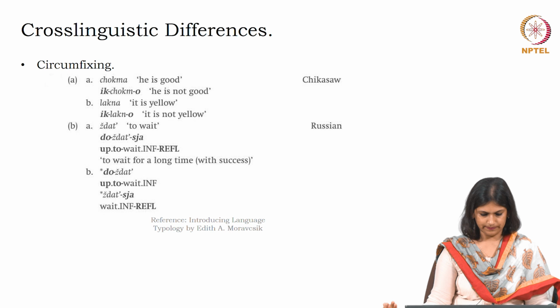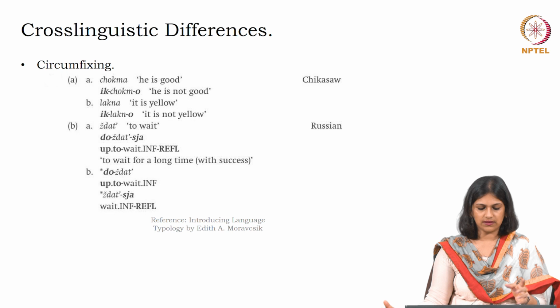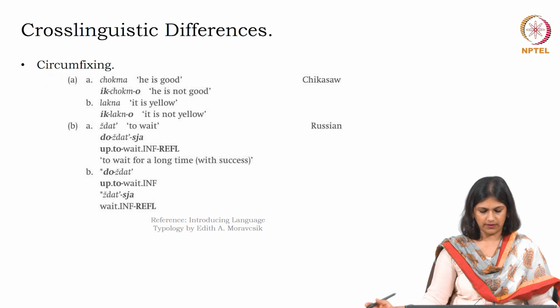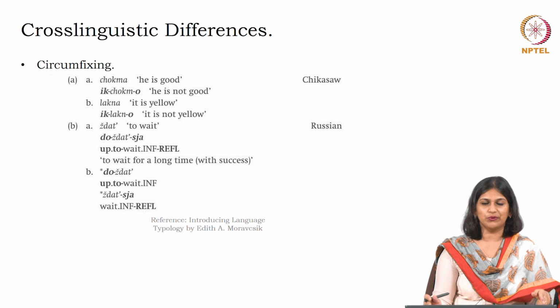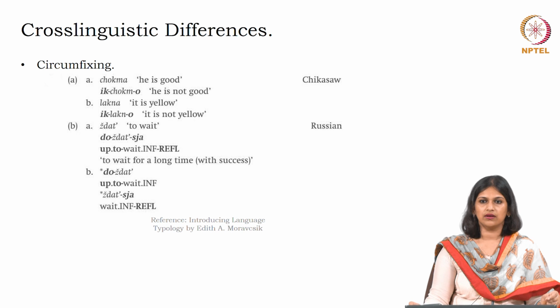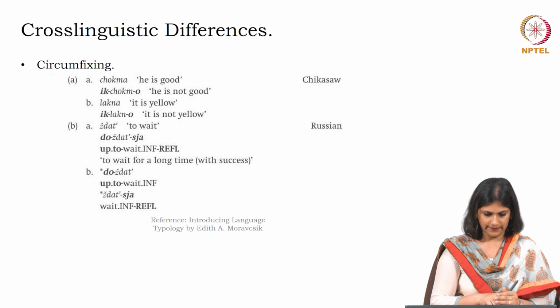Similar is the case with Russian. In this case also, this means to wait for a long time with success. So this is do and za. So do would be one part and za would be the other side, right? So the morpheme itself has been broken into two parts, and remember these are not free morphemes, these are bound morphemes which are not supposed to be broken further. However, this is a special category of affix in which we see the morpheme has been broken into two parts and one part is used at the beginning, the other part is used at the end. So that's also another type of affix.